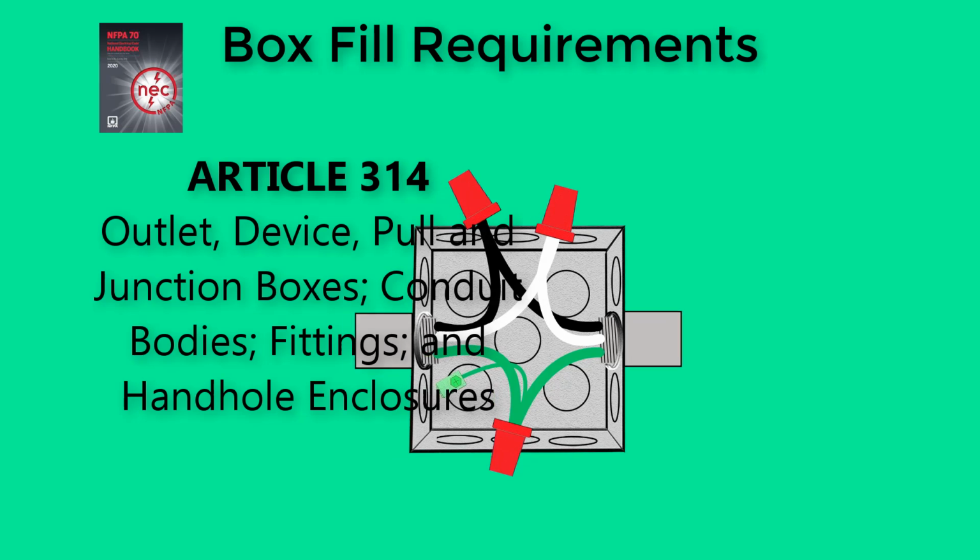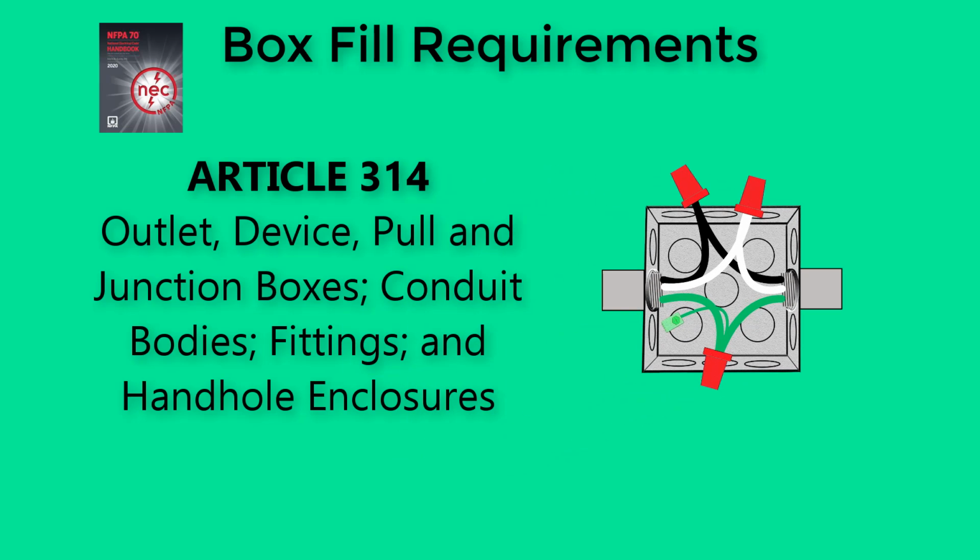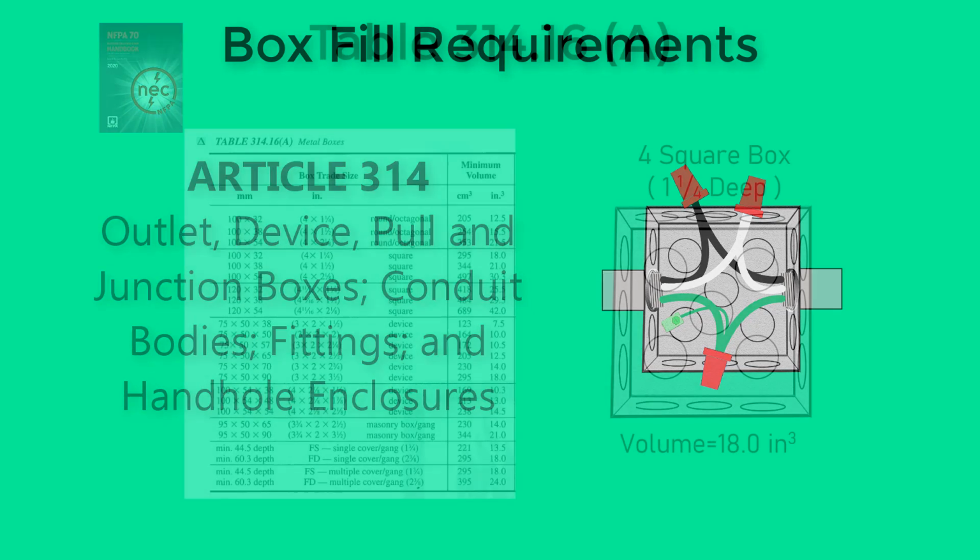Article 314 of the National Electrical Code covers the regulations pertaining to outlet, device, pull and junction boxes, conduit bodies, fittings, and handhole enclosures. To understand box fill requirements, let's begin by examining the dimensions of standard electrical boxes and how these dimensions are used to limit damaging heat caused by electrical current.